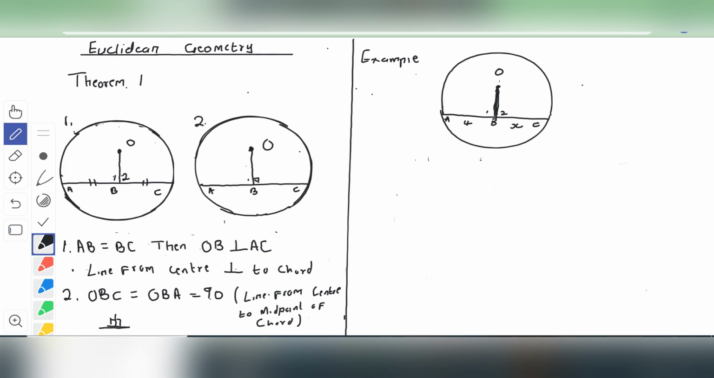So for example, let's say we are required to calculate the unknown values, which are angle P1, angle P2, and lastly line BC. Right, so the solution.